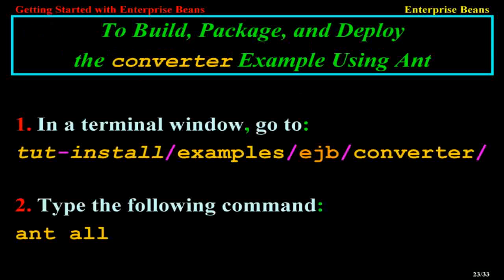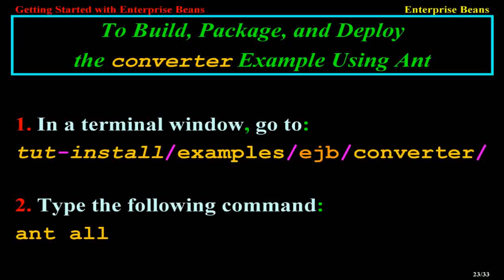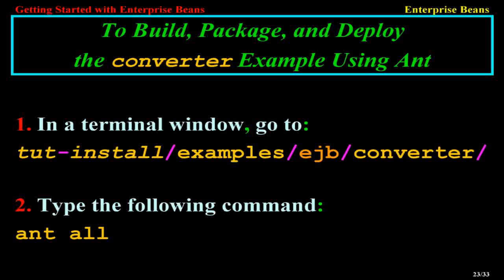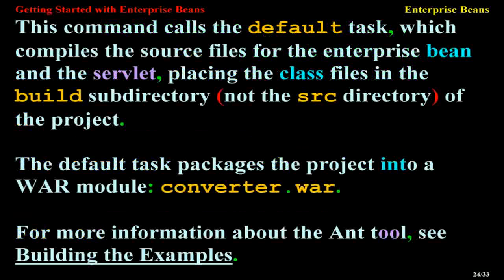To build, package, and deploy the Converter example using Ant: In a terminal window, go to tut-install/examples/ejb/converter. Type the following command: ant all. This command calls the default task, which compiles the source files for the enterprise bean and the servlet, placing the class files in the build subdirectory, not the src directory, of the project. The default task packages the project into a WAR module: converter.war. For more information about the ant tool, see Building the Examples.